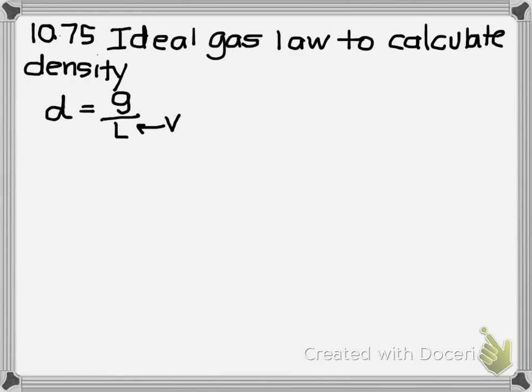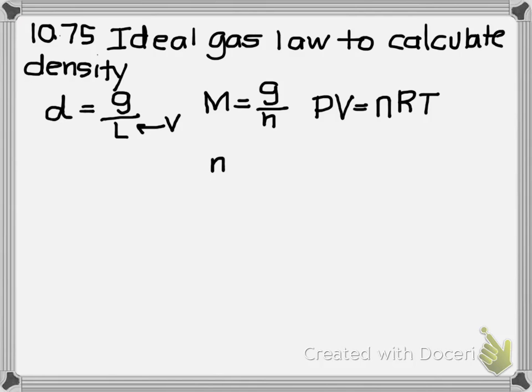Another bit of information we need to remember is that the molar mass of a gas is equal to grams per mole. And this is the ideal gas law. Again, we're going to develop an equation to calculate density using the ideal gas law by making some substitutions. So I can rearrange the molar mass equation as n equals g divided by M, and I'm going to plug this into the ideal gas law.